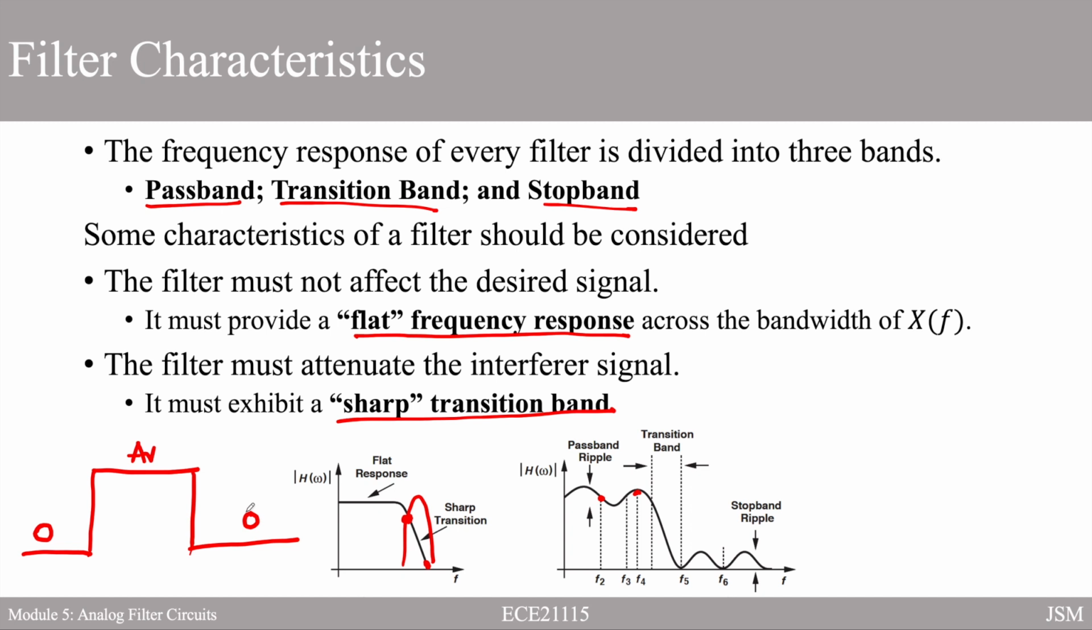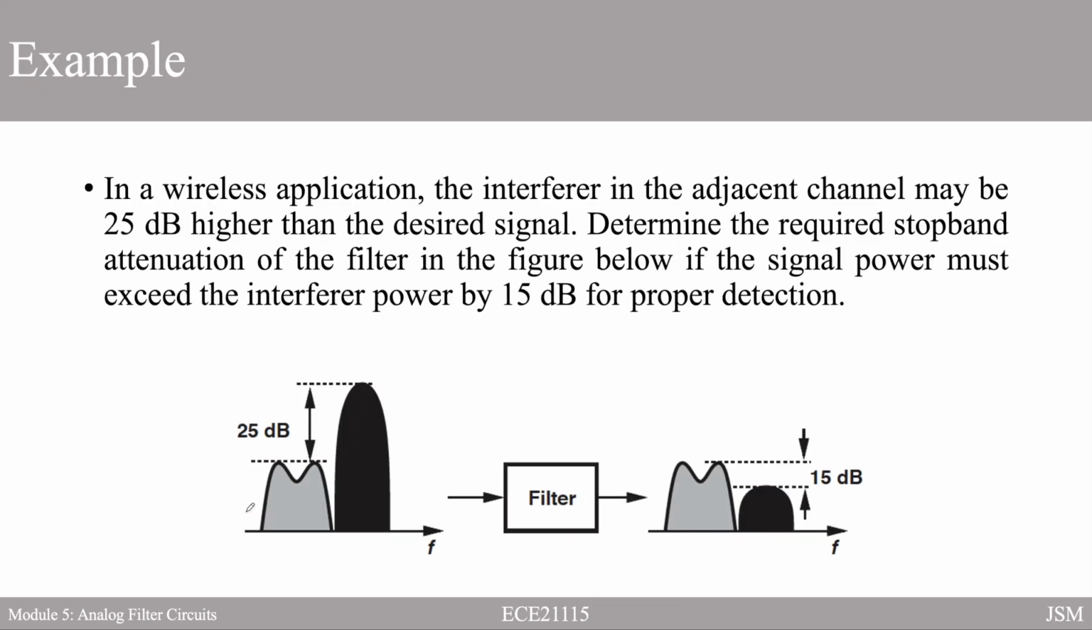Pero, hindi kasi natin nagagawa yan. So, let's have an example po. So, in a wireless application, the interferer in the adjacent channel may be 25 dB higher than the desired signal. So, determine the required stop band attenuation of the filter if the signal power must exceed the interferer power by 15 dB for proper detection.